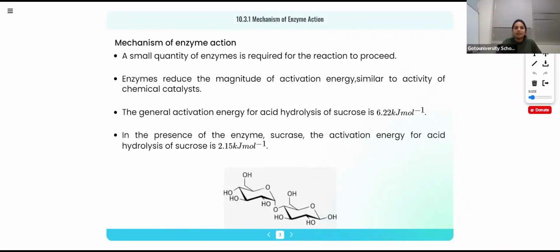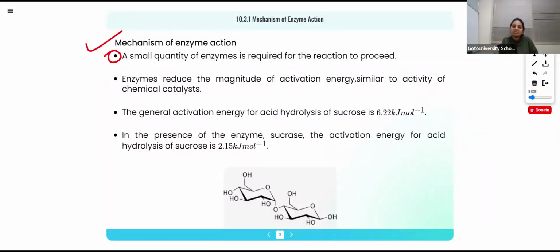Okay, then what is the mechanism of enzyme action? Next one. See, a small quantity of enzymes is required for the reaction to proceed. Normally, how does a catalyst act, not in biology, I am telling normally? They provide a surface for the reaction, right? They provide a surface to conduct the reaction. That's how they increase the rate of the reaction.